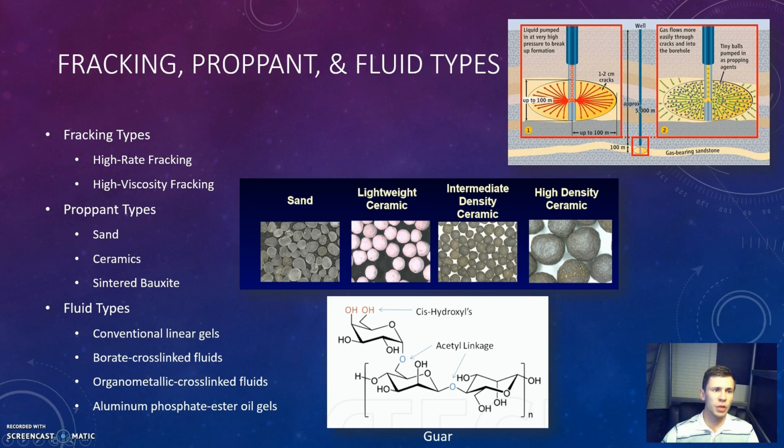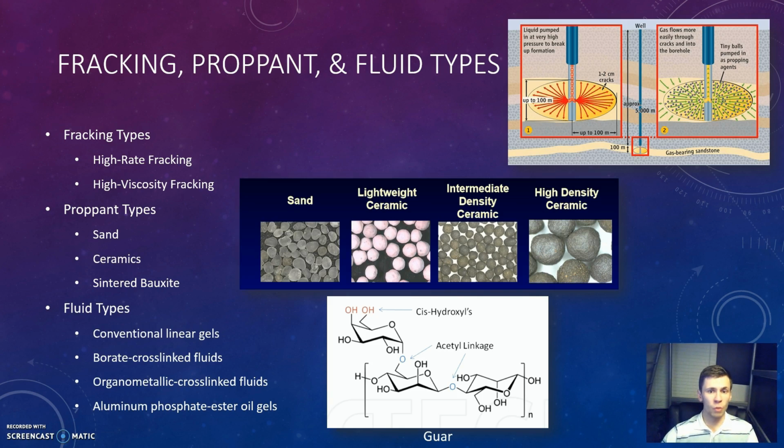Alright, I'm going to start with fracking types. There are two major types. High rate fracking, which is fracking associated with slick fracking fluids. Because of the reduced friction, it allows the fluids to be pumped more quickly. This type of fracking generally causes a network of small, spread out microfractures, whereas high viscosity fracking uses high viscosity fluids that are concentrated with propellant, which creates large, more dominant fractures within the rock.